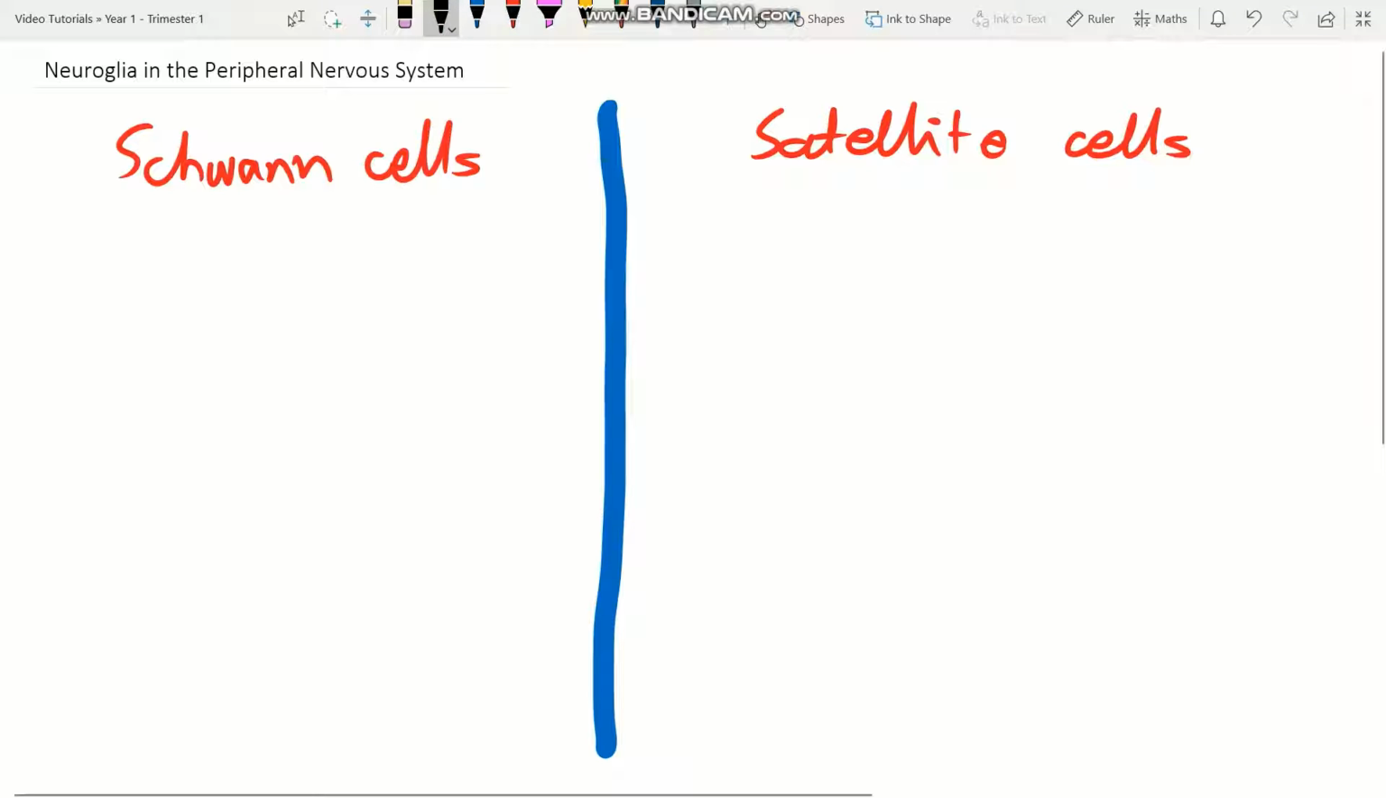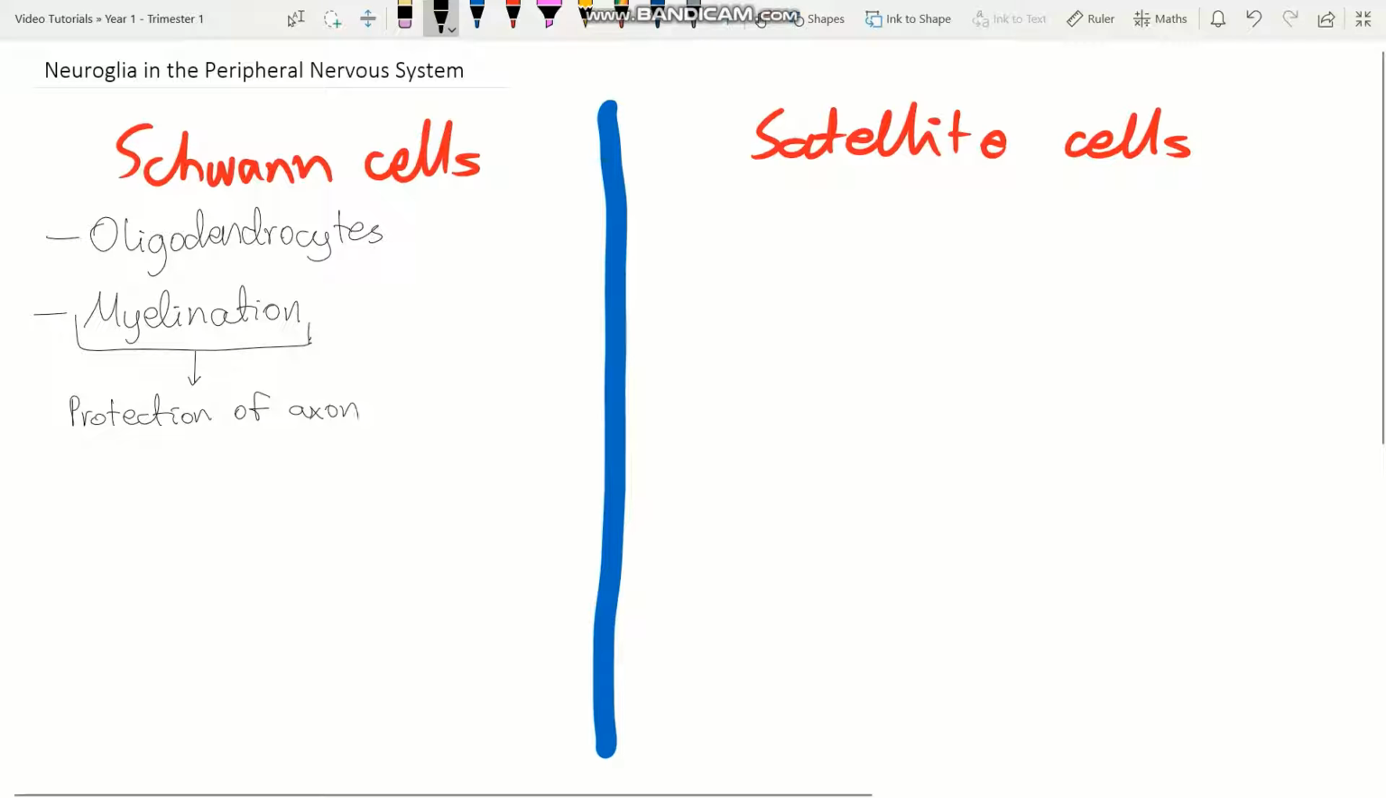Schwann cells are cells in the peripheral nervous system that are analogous in their function to oligodendrocytes in the central nervous system. This is because they allow for the process of myelination. Now, myelination is a very important process in both the central and peripheral nervous systems, as it essentially allows for protection of the axon and also allows for what we call saltatory conduction.